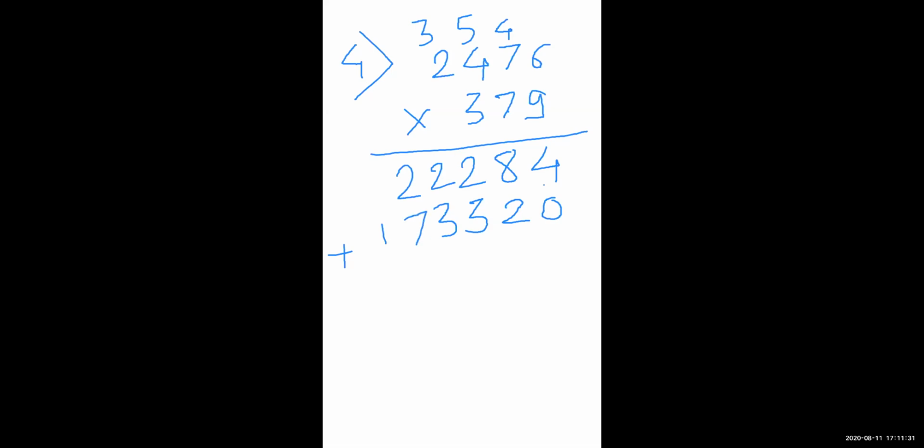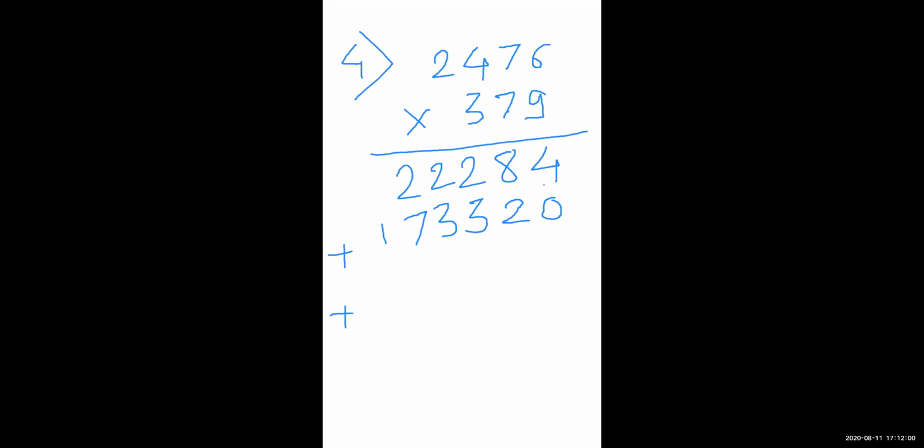Okay, it means when you multiply 2476 by 7 tens, you will get 1,73,320. Okay, this is about multiplying by 7 tens. Now the third step.